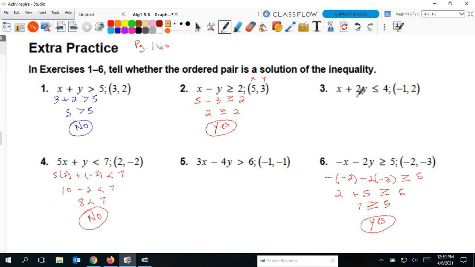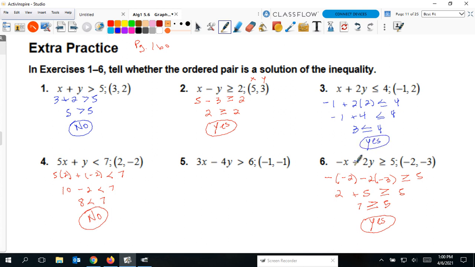Number 3, you're going to be putting negative 1 here for x plus 2 times 2 less than or equal to 4. And so it's going to be negative 1 plus 4 less than or equal to 4. So take 1 away, it's a 3 is less than or equal to 4. Is this true? Yes, 3 is less than 4. So yes, that is true there on number 3.